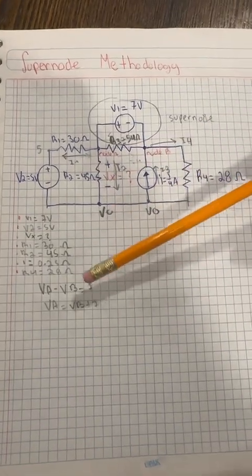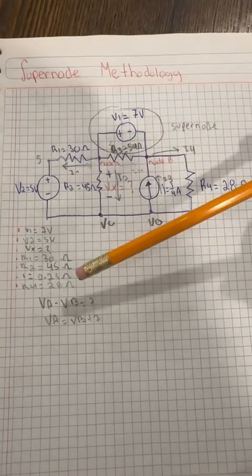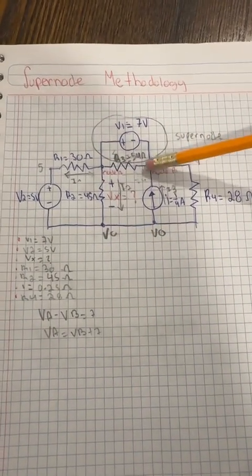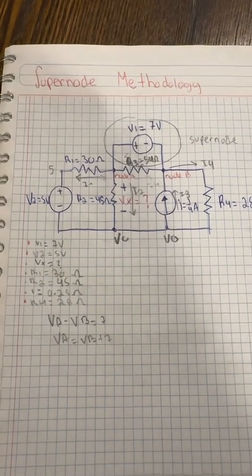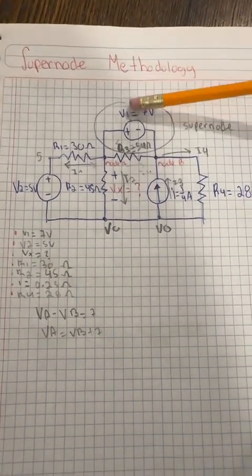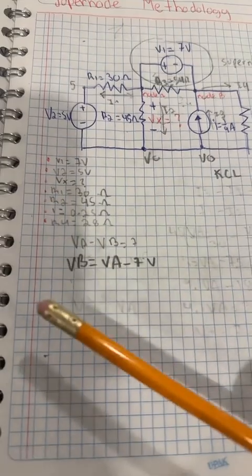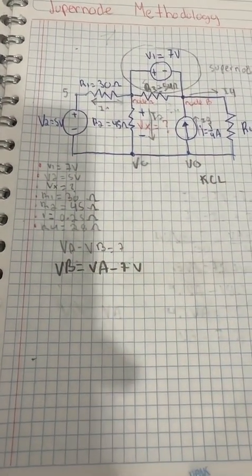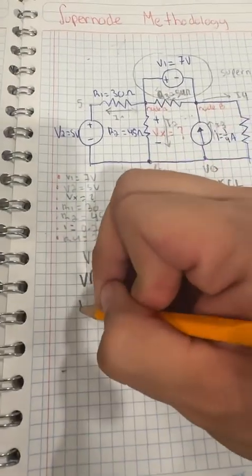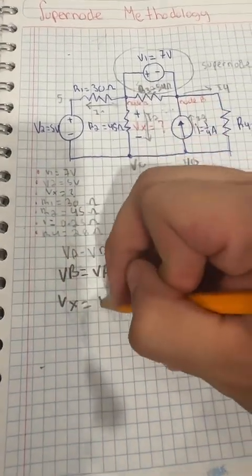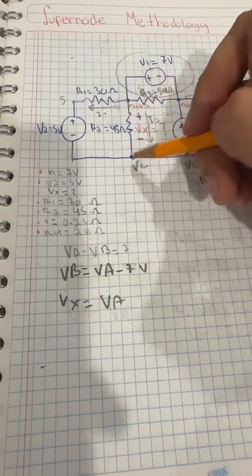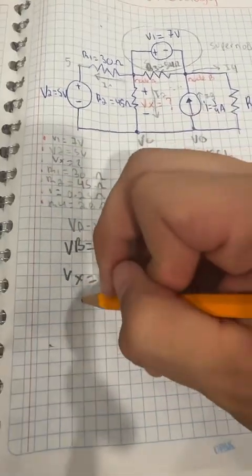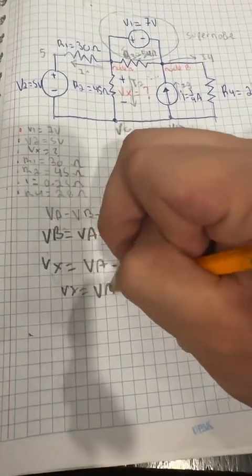So as we know, in our supernode, the voltage A, that is our node A, minus our node B, that is VB, is equal to our assigned voltage, that is 7. So VB is equal to VA minus our voltage, that is 7. And for our VX, we know that it is equal to our node A minus our V0, that is the ground. So it's basically equal to our VA.